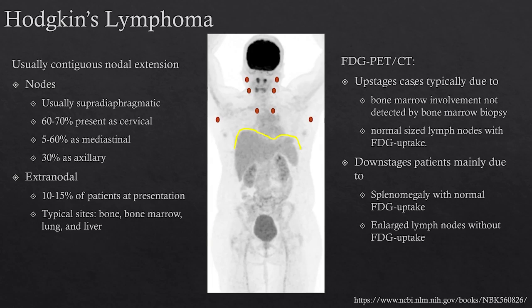FDG is useful. It can upstage cases where you have bone marrow involvement that's not otherwise detected. It can also detect FDG-avid disease in lymph nodes that are not enlarged by size criteria. It can also help by downstaging patients, those who have enlarged spleens but normal FDG uptake, again normal relative to the liver. Or you can have enlarged lymph nodes which do not have prominent FDG uptake.